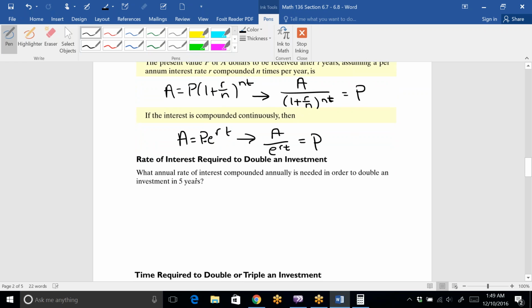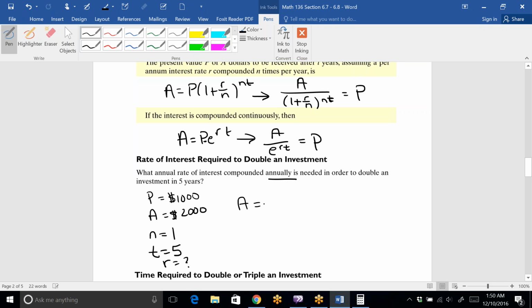So if I want to know what annual rate of interest compounded annually is needed in order to double an investment in 5 years, we don't know how much money we have. And in fact, it doesn't even matter. What determines your time for doubling your money is your rate. So let's just pretend that we have $1,000. If we want that to double, which would be its future value, we would say we have $2,000. This is being compounded annually, which would mean that n is once a year. We don't know the rate yet, but we do know time is 5 years, so r is the question.